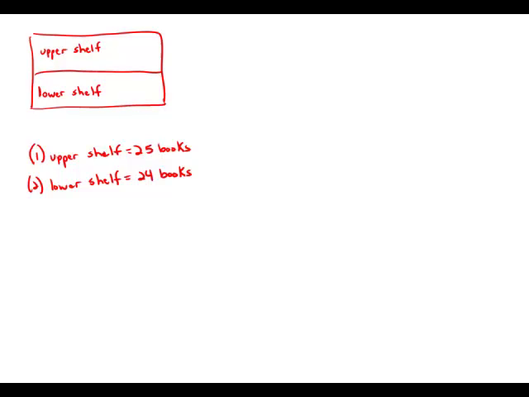A certain bookcase has two shelves of books. On the upper shelf, the book with the greatest number of pages has 400 pages. So in other words, on the upper shelf, the max of that list is 400. On the lower shelf, the book with the least number of pages has 475 pages. So the minimum, if we took the list of all the pages in these books, the minimum is 475.